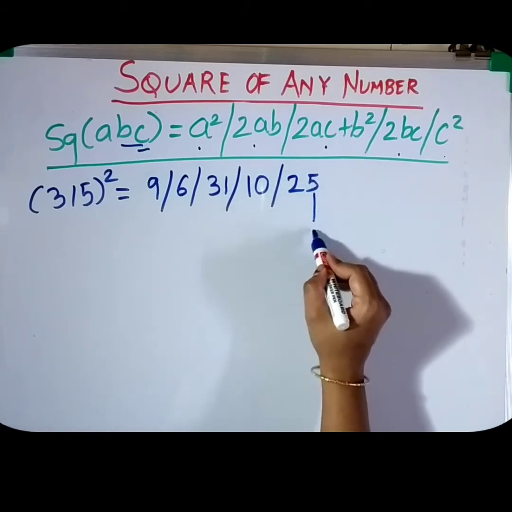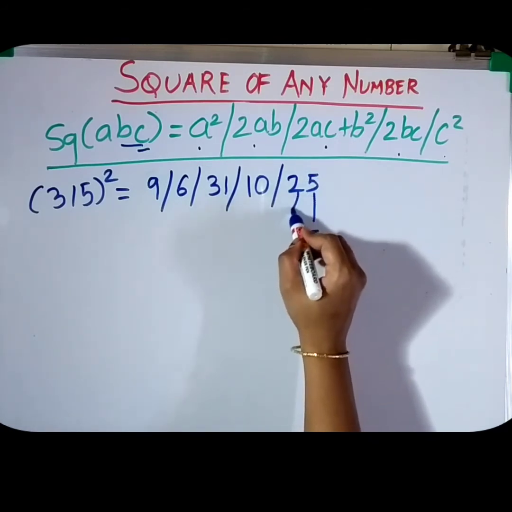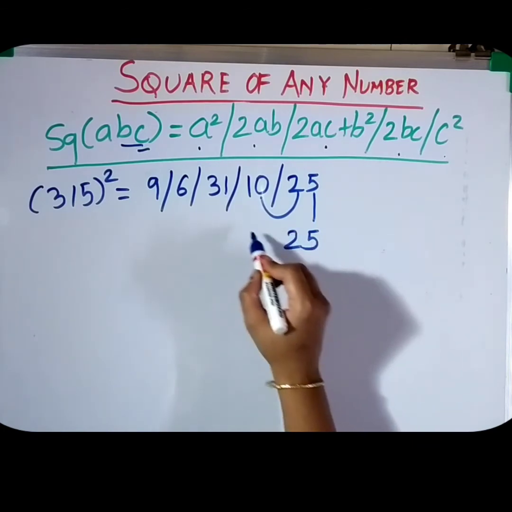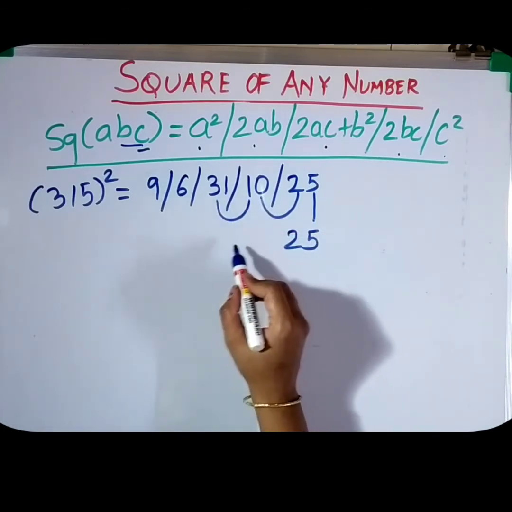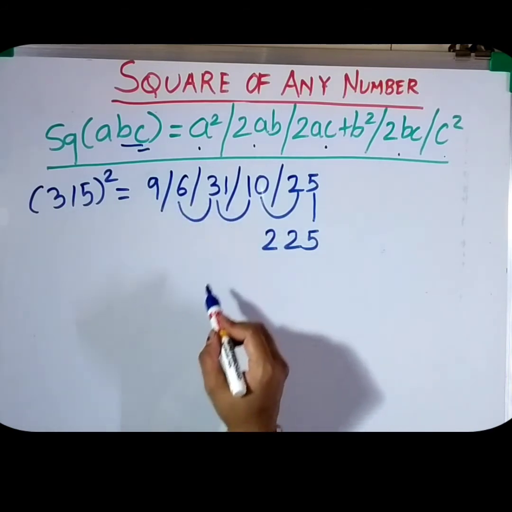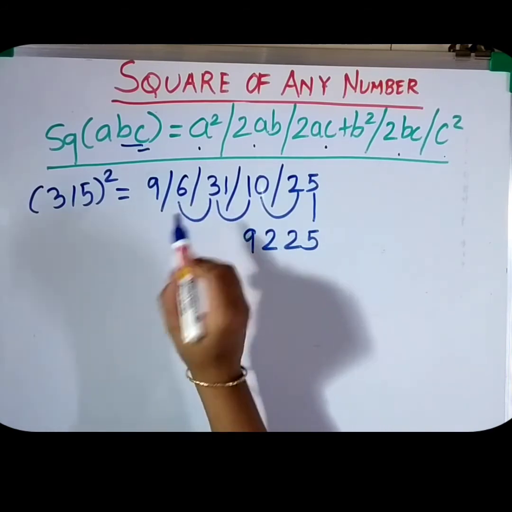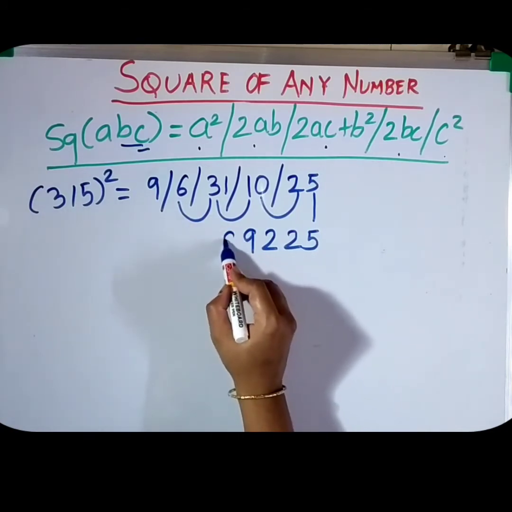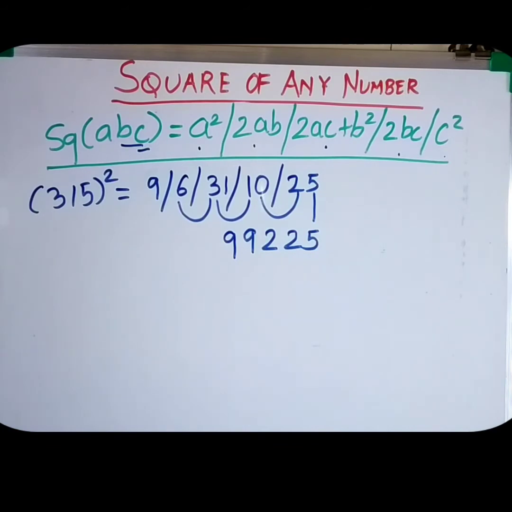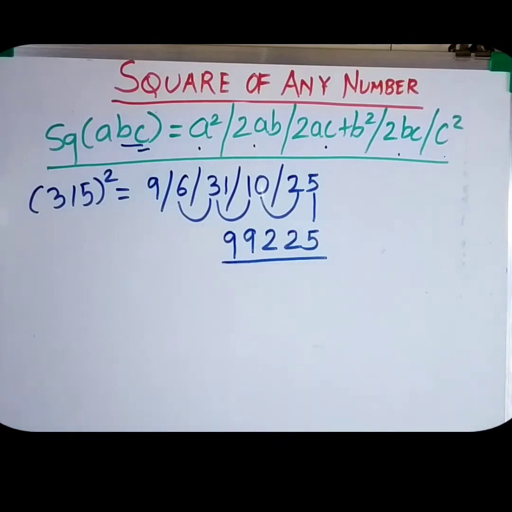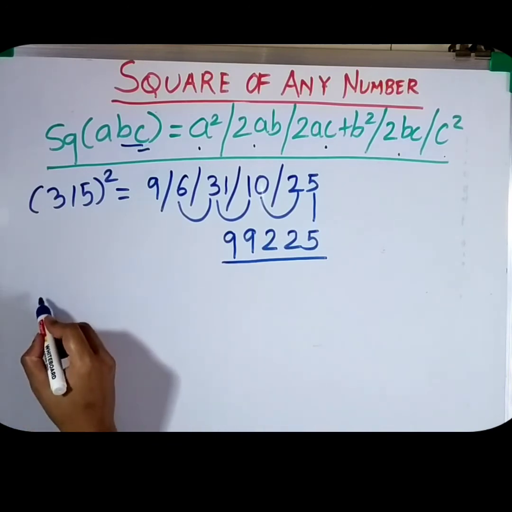So I take 5 as it is. 2 carried over, 2 plus 10 is 12. 1 carried over, 31 plus 1 is 32. 3 carried over, 6 plus 3 is 9. No carry, so I will not take any carry over, and this 9 as it is. So the square of 315 is 99225.